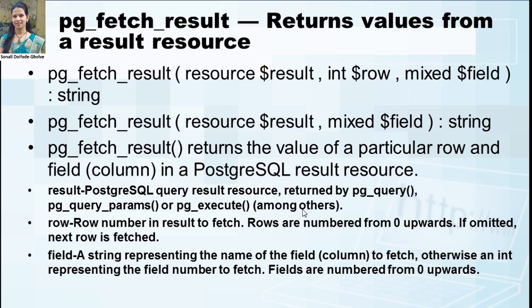After this, the next function is pg_fetch_result. This function returns the value of a particular row and column in a result. What will it return? It will return the value of a particular row and column.